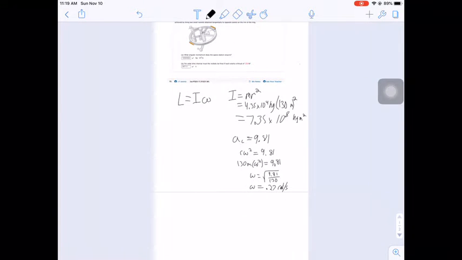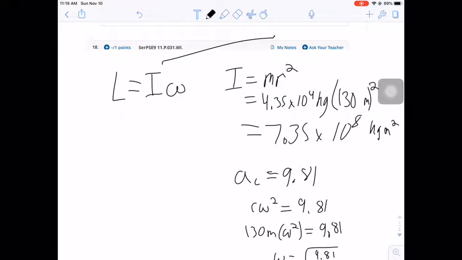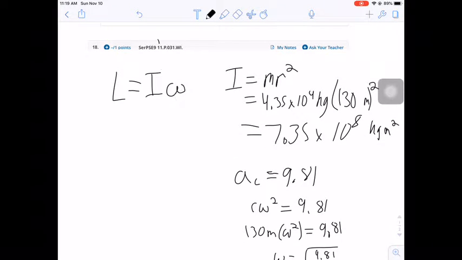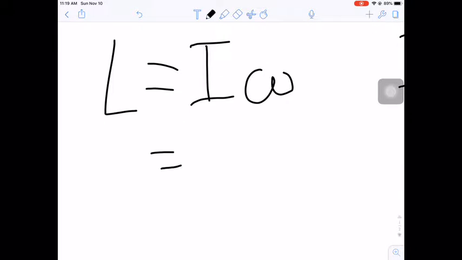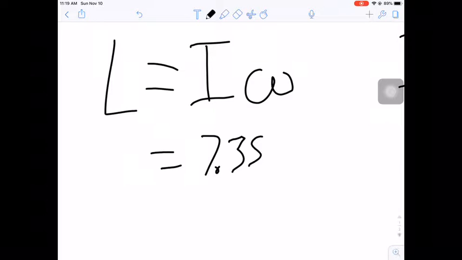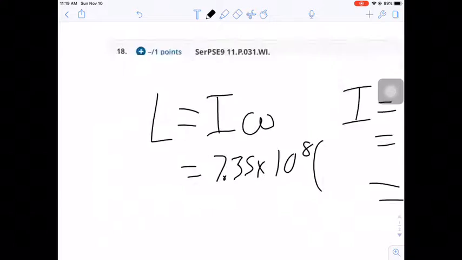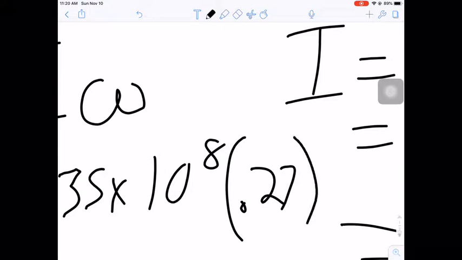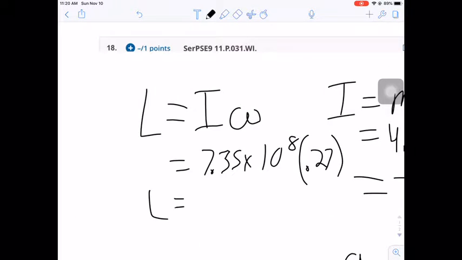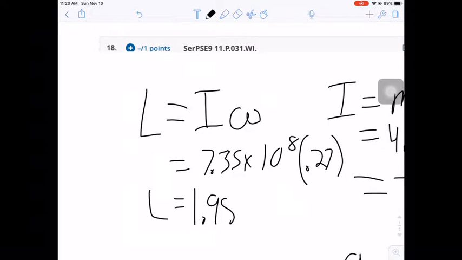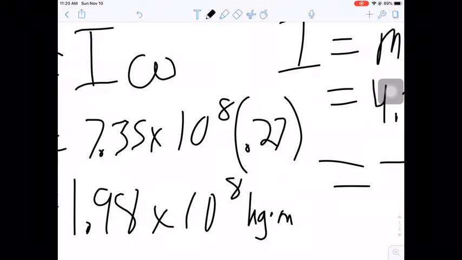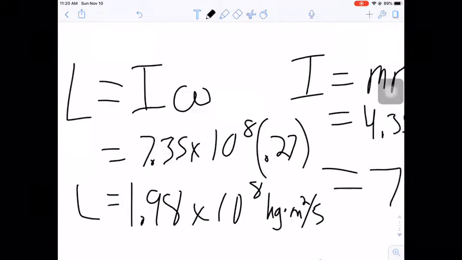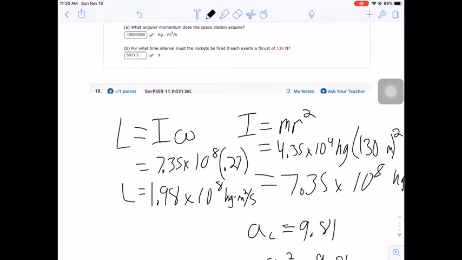So now we can plug both of these that we just found into here. We got I equal to 7.35 times 10 to the 8th, times 0.27. And we get that the angular momentum is equal to 1.98 times 10 to the 8th kilograms times meters squared over seconds. So this is the answer to part A.